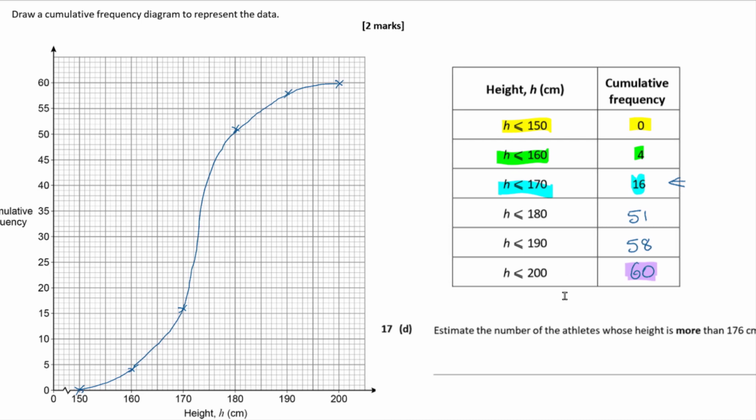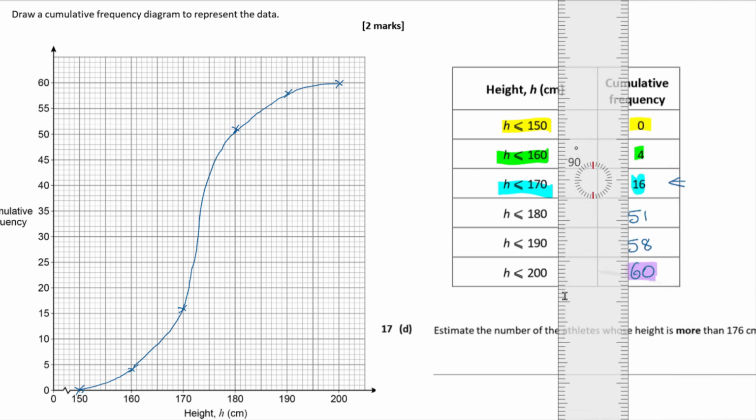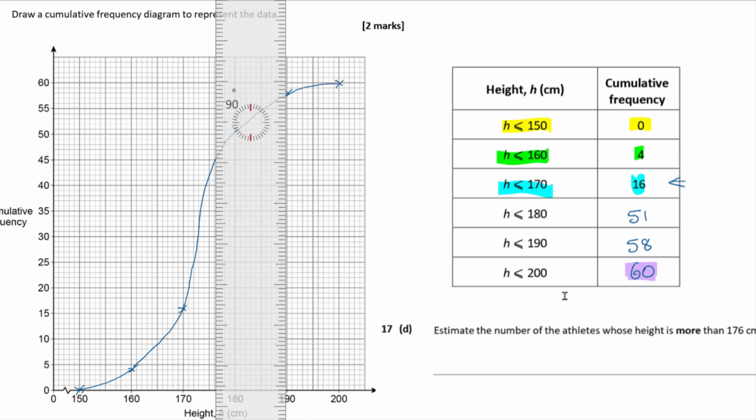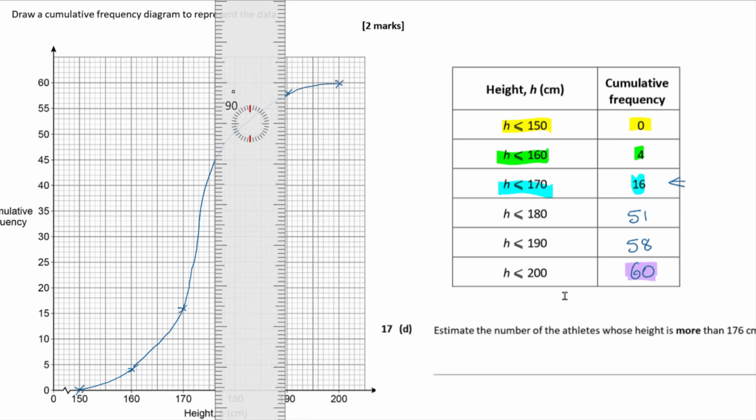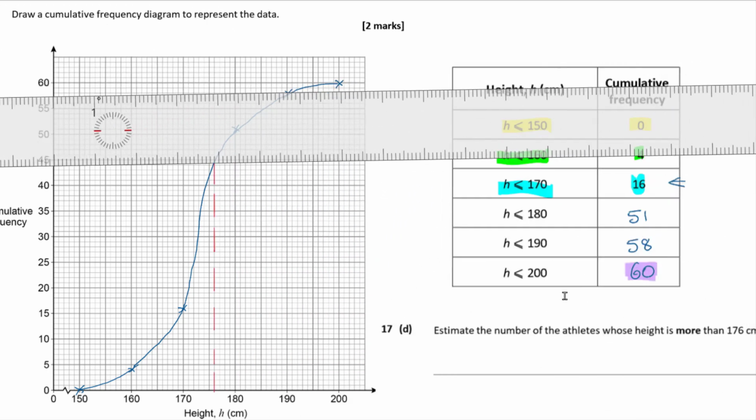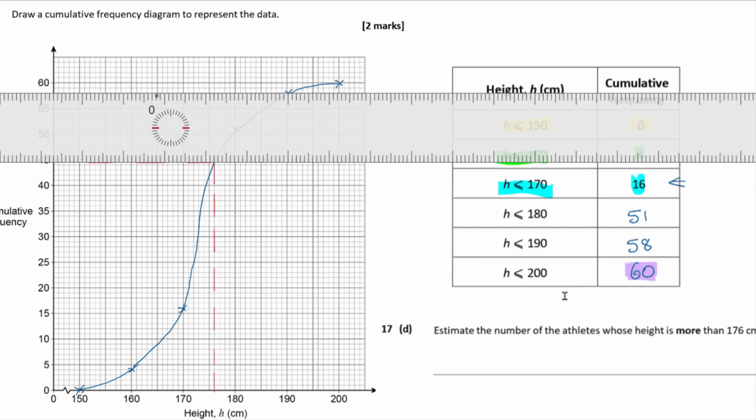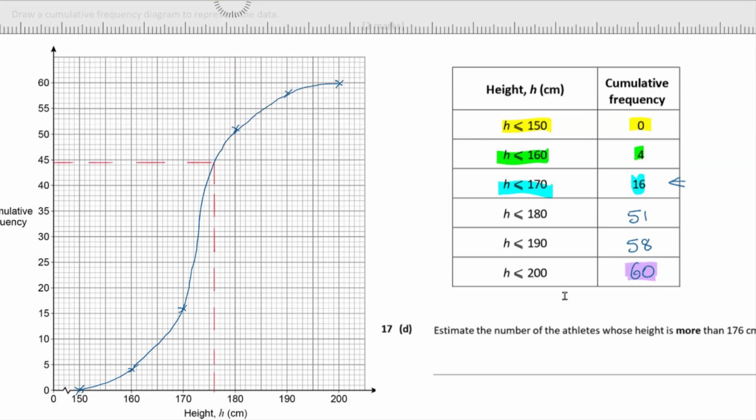Estimate the number of athletes whose height is more than 176 centimeters. Okay, well, we can easily look up 176 from the graph. So taking our cumulative frequency curve and drawing a line up from 176 until we hit the curve, and then turning around and going this way. That's pointing to somewhere between 44 and 45. Okay, I'm going to just round it down. I'm going to say it's 44. I think it's slightly closer to 44 than 45.